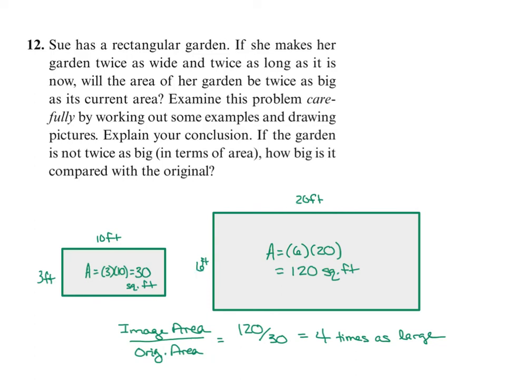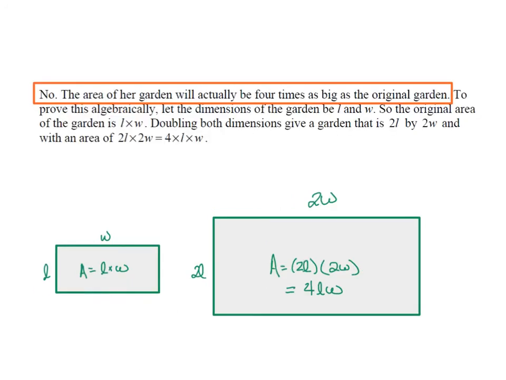So since both dimensions have been multiplied by 2, now if I multiply them together to get an area, I get 120 square feet. If you compare the area of my new garden, which is 120, to the area of my original garden, which was 30, 120 divided by 30 means my new garden is 4 times as large. You could also do this with just generic dimensions like length and width. And if you double it, it's 2L and 2W. Multiply 2L times 2W, you get 4 times LW. So if the original was LW, then the new one's going to be 4 times LW.